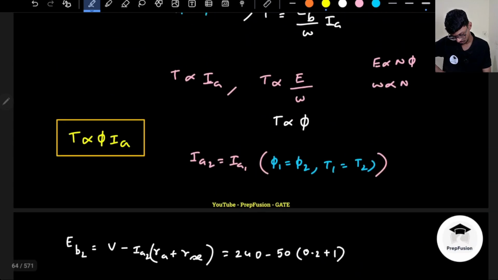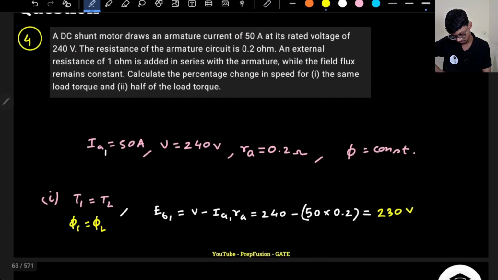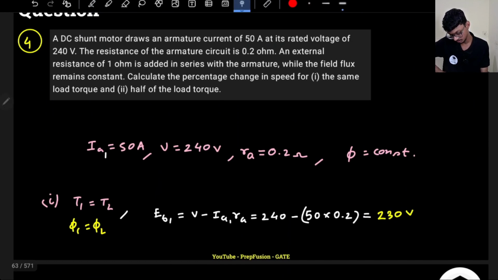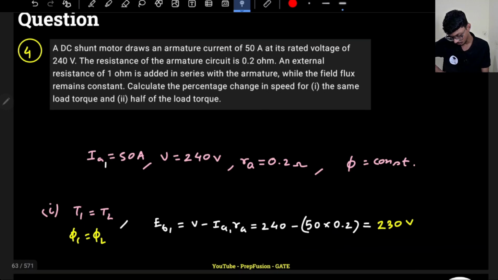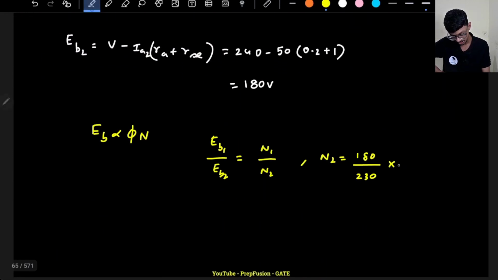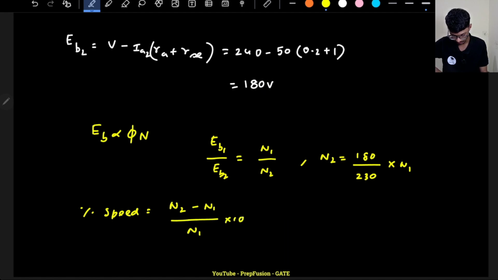It is 230 into N1. What is N1? Do I know N1? Okay, I don't need to know N1 anyways. I don't need to know N1 because I have to just find out the change in speed, right? So the percentage change in speed is equal to the final speed minus the initial speed divided by the initial speed into 100, right? If I just write N2 in terms of N1, N1 will automatically get cancelled out.